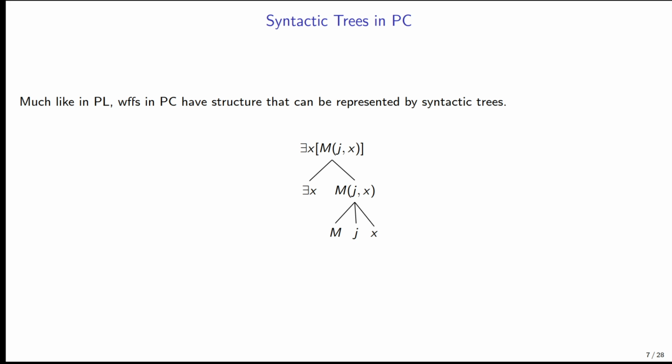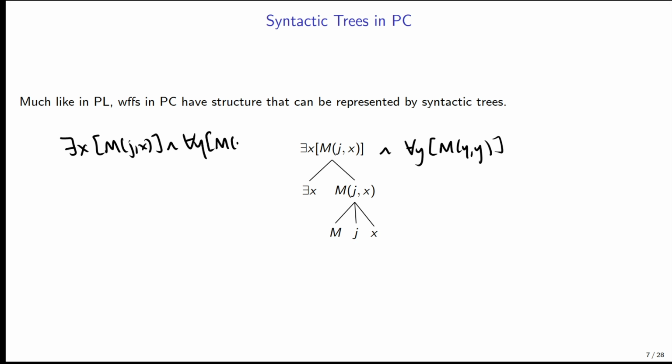Now, we can make these things more complex. So we could say and for all y, Myy. This is also perfectly valid. In this case, what we would do, instead of breaking it up directly into there exists x, Mjx, of course we know this is ternary branching, so we'd have three different components that come off of it. We'd have there exists x, Mjx on the left, and then for all y, Myy on the right. Actually, what I should do, because I wrote it out, I should probably show you how this works. Mjx and for all y, Myy.